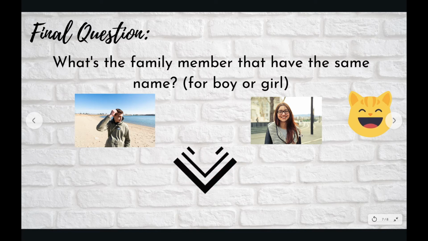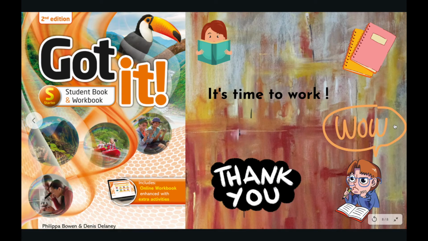Recuerden, la palabra cousin es primo o prima. Para un varón o para una niña. Se ocupa el mismo concepto, cousin. Okay, good. Now, it's time to work. We're going to use your Got It book. So, now, pay attention very carefully because now we're going to work with the same words that we already reviewed related to family members, okay?